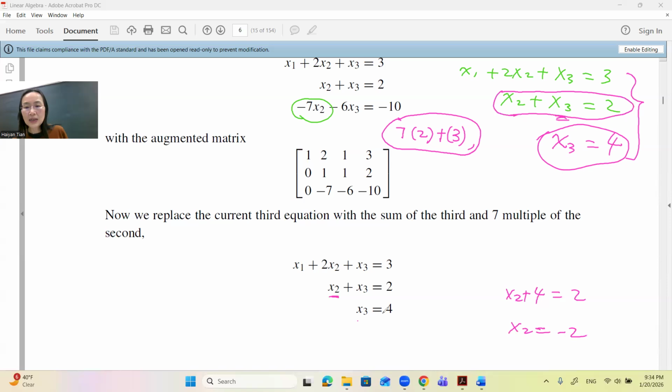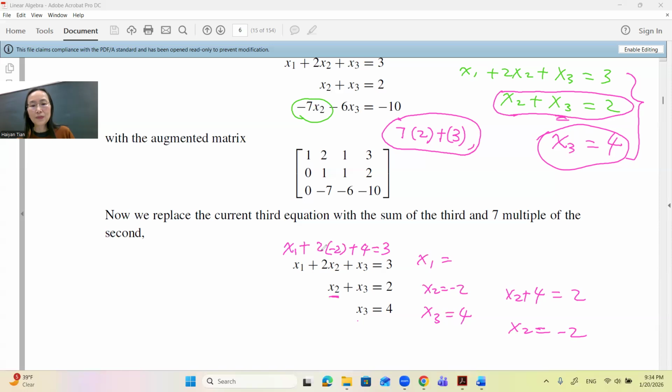Now, once we get x2, because x3 and x2 are both known, then we can get x1 from the first equation. So just substitute x2, which is -2, and x3, which is 4, into the first equation. And so everything is known except for x1. So from the first equation, we can find x1.